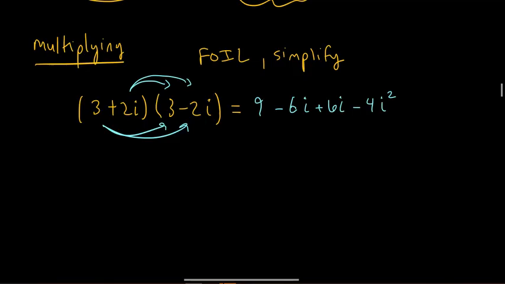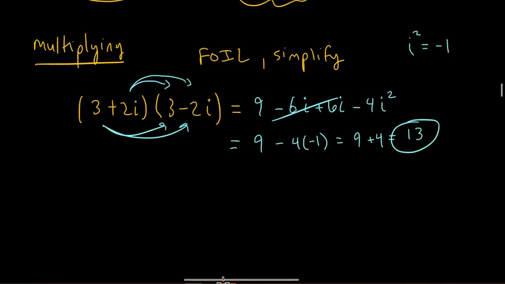So now you've got to simplify. This is when you've got to know what's going on with this. I still have my 9. You might notice that 6 minus 6 is 0, so those i's are gone. Now, we talked about how i squared is equivalent to negative 1. So I want to rewrite this as minus 4 times negative 1. So really this turns into 9 plus 4, and so the answer is 13.